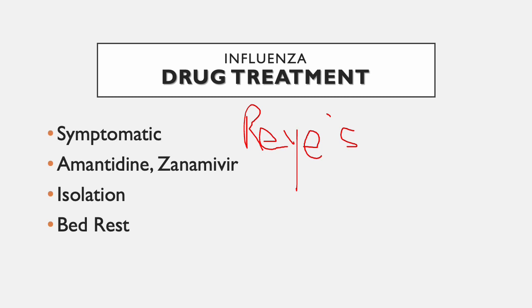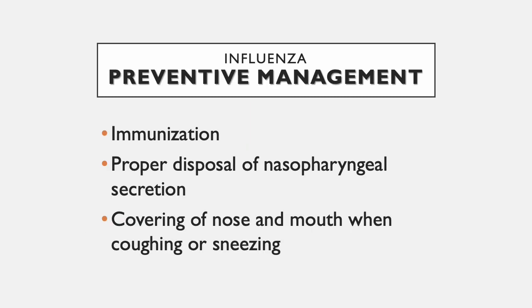Then you can give amantadine, of course. Amantadine, it interferes the penetration of virus into our own cells. Then, zanamivir naman is also an antiviral drug. So, that's an antiviral drug. Then, of course, don't forget to ask the patient to isolate themselves. Then, of course, observe bed rest. If you can see, preventive management will always be immunization. So, flu vaccines are given on a yearly basis. This is one thing na tandaan natin na kakaiba with influenza.